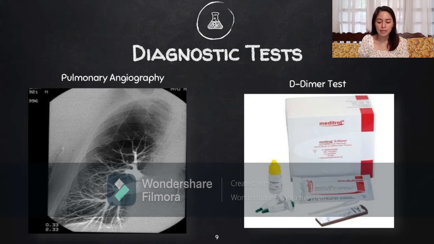Lastly, D-dimer test, which is used to measure a substance in the blood that is released when the fibrin proteins in the blood clot dissolve. If the test shows high levels of the substance, you may have VTE. It measures that there is actual clot breakdown in the body and shows elevated clot breakdown.